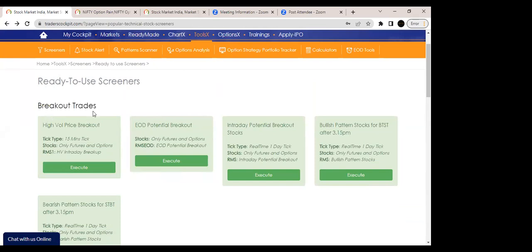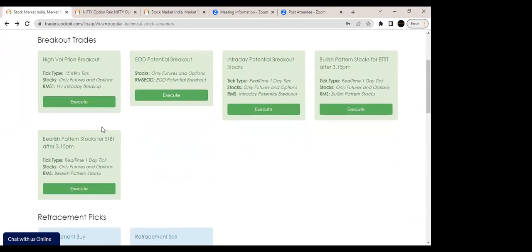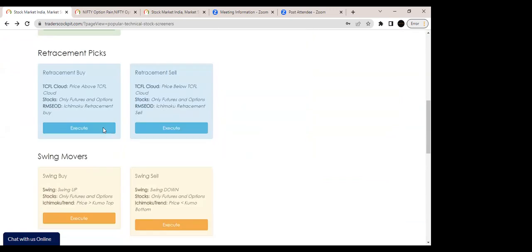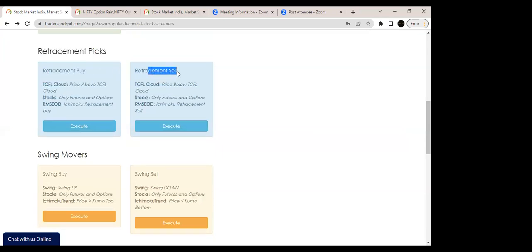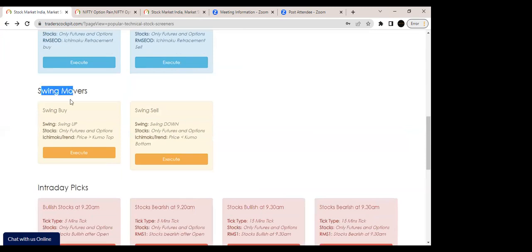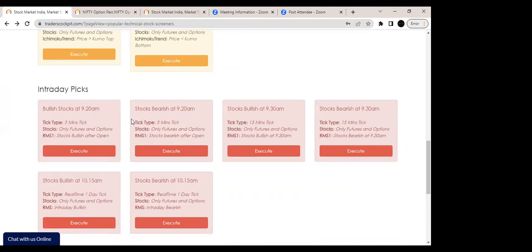If you talk about breakout trades, these are the screeners which help with BTST, STBT: buy today, sell tomorrow, sell today, buy tomorrow. These help them take positional trades. And these are the retracement picks. There is a stock which has gone for a retracement; that stock you can identify for retracement buy or retracement sell. And swing movers, as you know, swing buy or swing sell, the stocks you can identify. These are all the screeners. Let's say this is the complete setup. You can see here, this is completely intraday picks. You can use any screener for intraday trade.